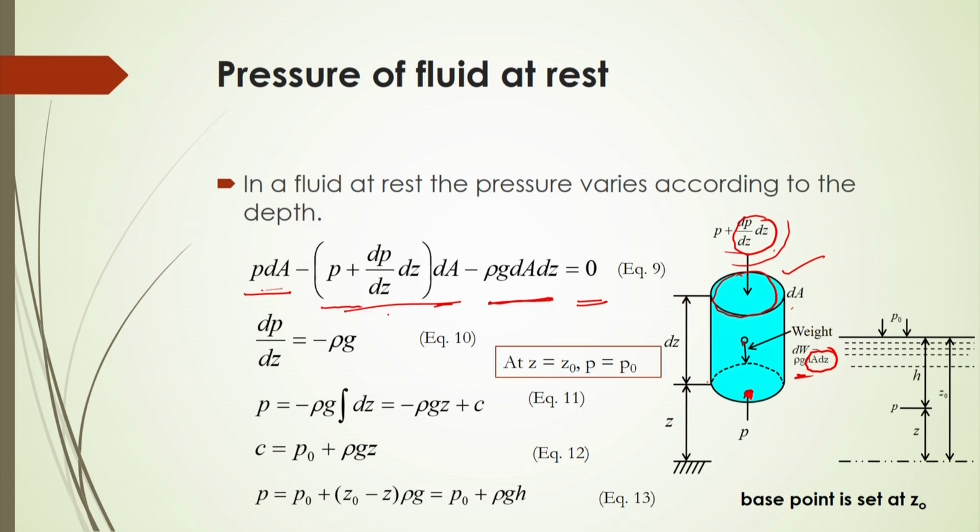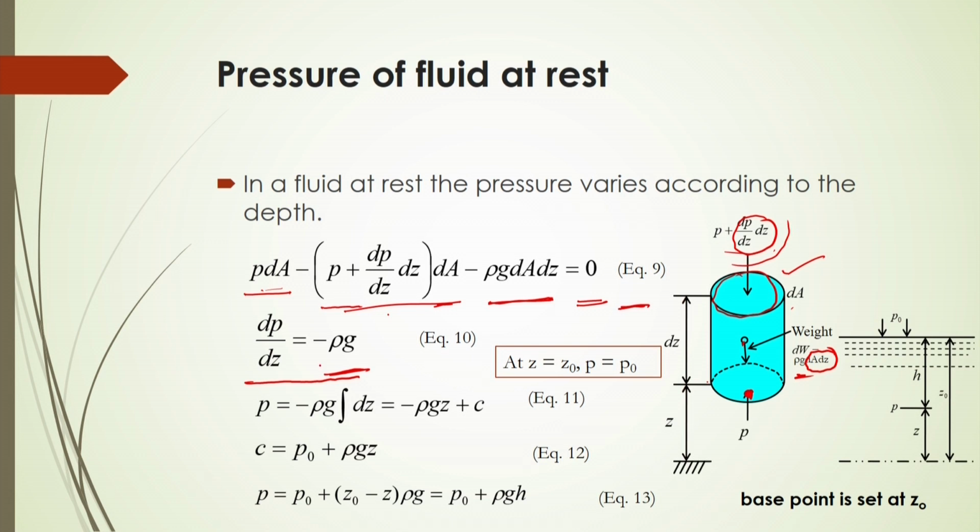So, from equation number 9, we can say that dP/dz will be equal to minus ρg. By equation number 10, we have the pressure gradient along the height of this liquid column. It will be simply minus ρg, which is called the specific weight of the fluid.